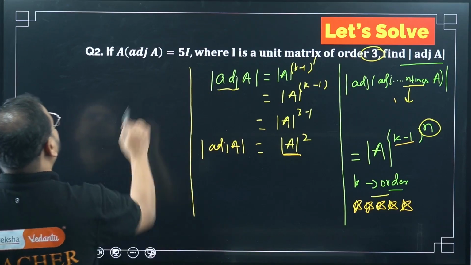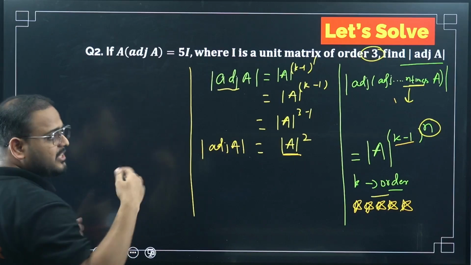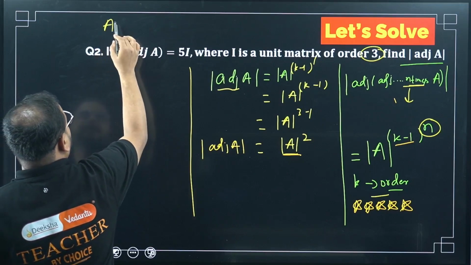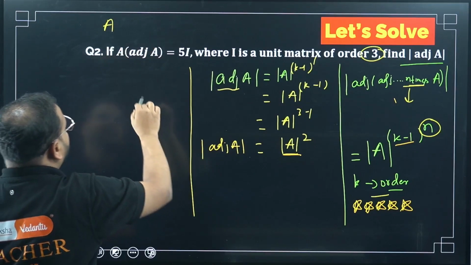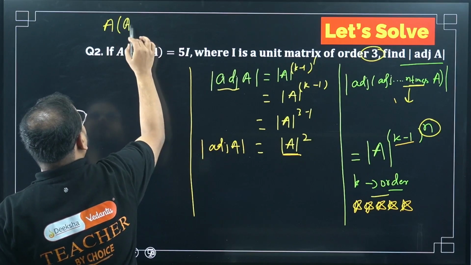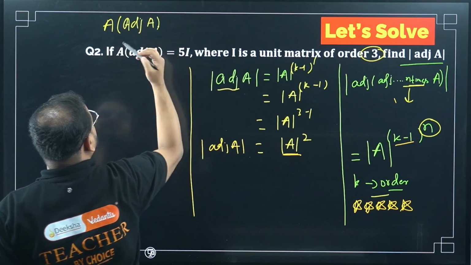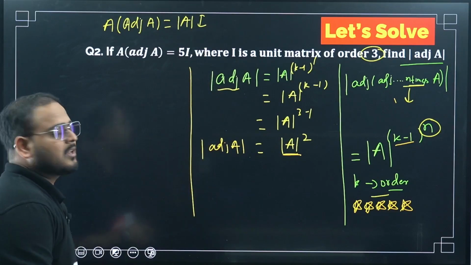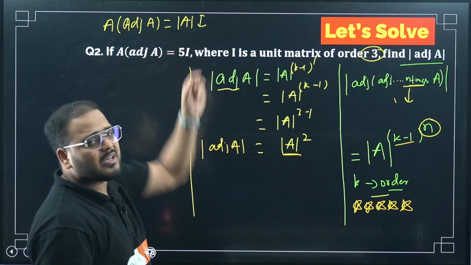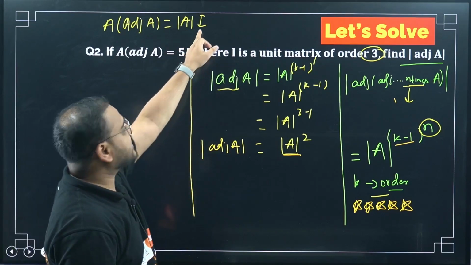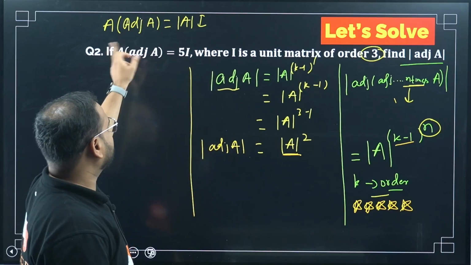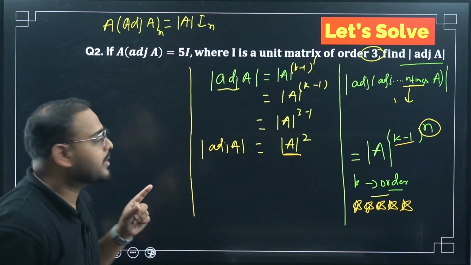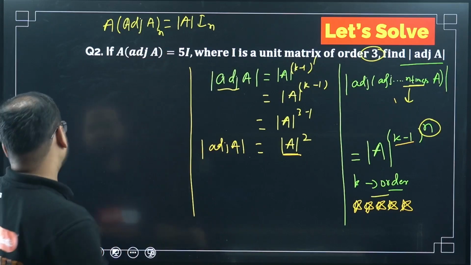If you remember this property, I'll teach you later, there's another property here. A times adjoint A, just remember this, I'll give you the reference when I teach you this in the coming slides, is given by determinant of A times I. Why I, sir? Because determinant of A will be a scalar value, a number, whereas I is an identity matrix of the same order. If this is of order n, this will also be of order n.